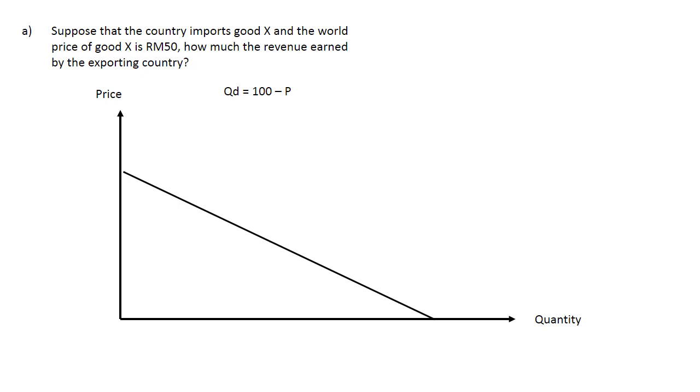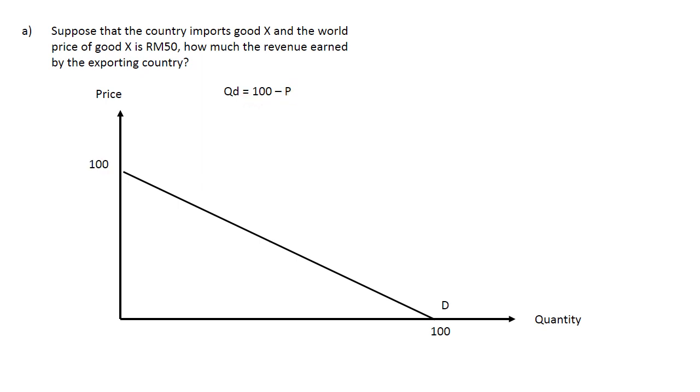And so this is actually our demand curve. From our function, QD is equal to 100 minus P, you will get this demand curve. Okay, so 100 is here. How do you get this 100? Quantity demanded is equal to 100 when the price is equal to 0. You just replace P with 0, then you will get QD is equal to 100.